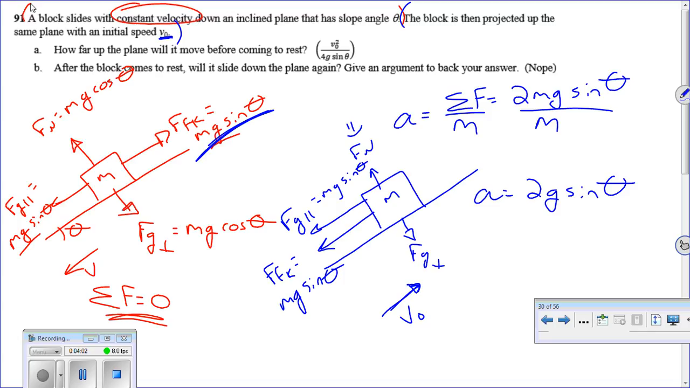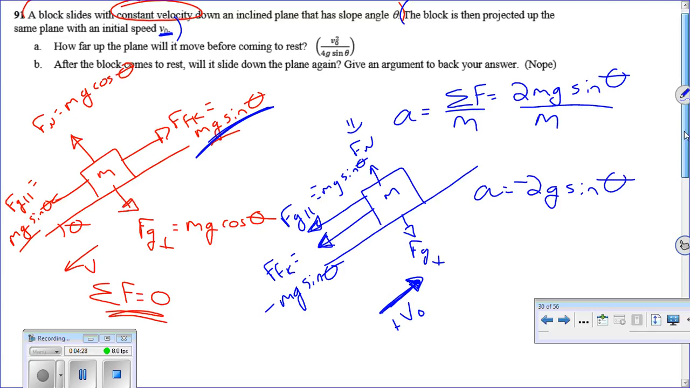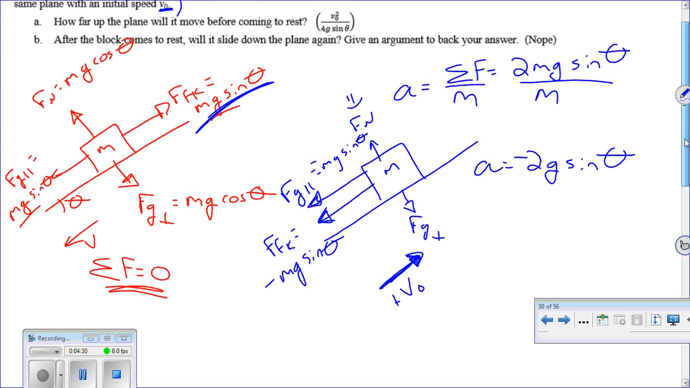And I guess I should be more specific at this point. I know it's going to be slowing down, right? So this is going to be negative, because either my velocity or these forces have to be negative. So I'm going to choose to make up the ramp positive and down the ramp negative. Now we want to find out how far the block is going to go up the ramp. So let's write down the stuff that we know. Let me clear up the board here a minute.